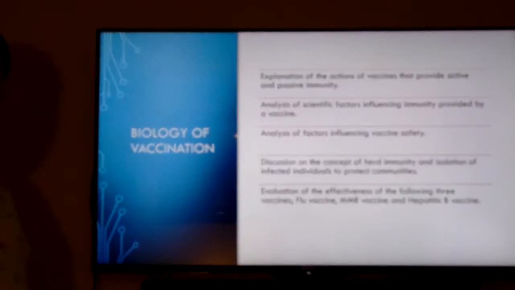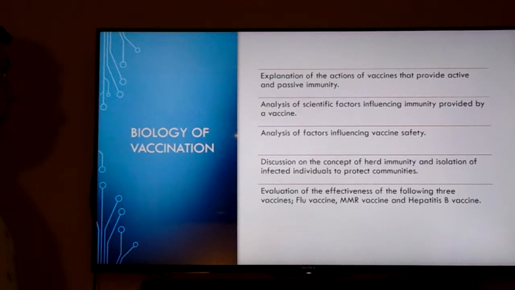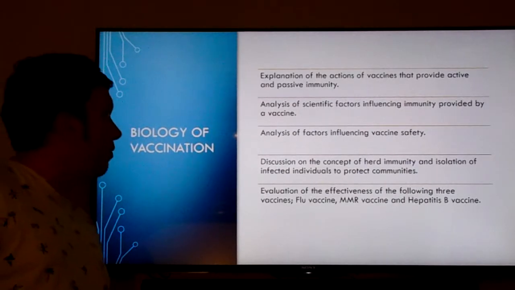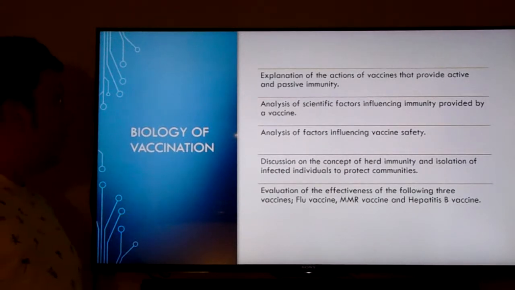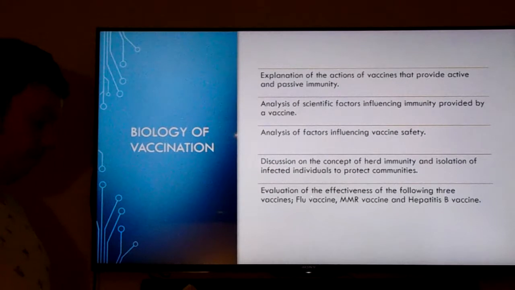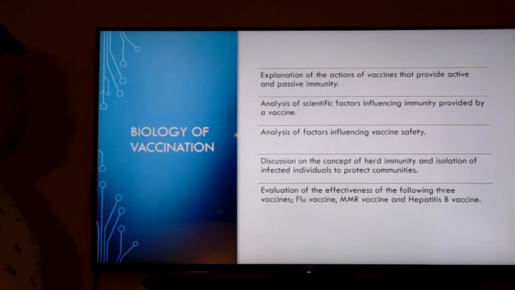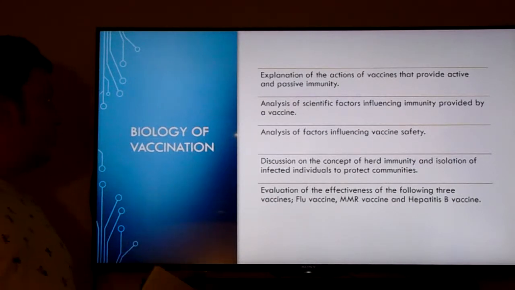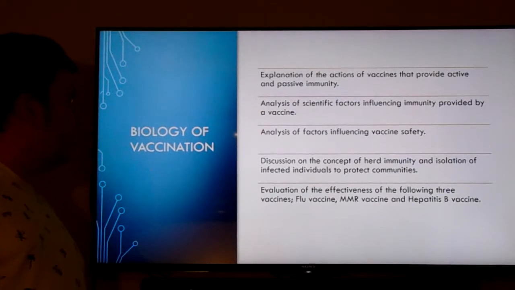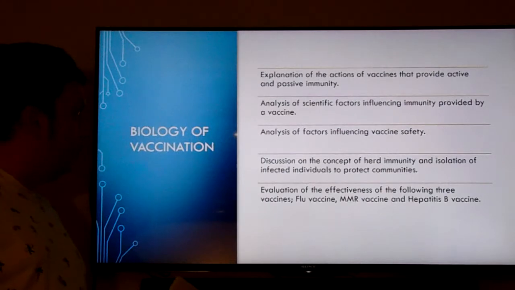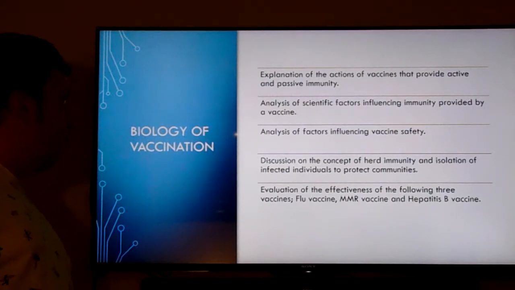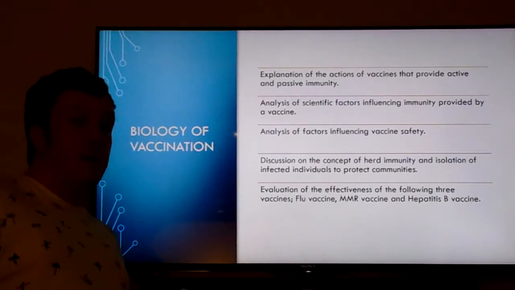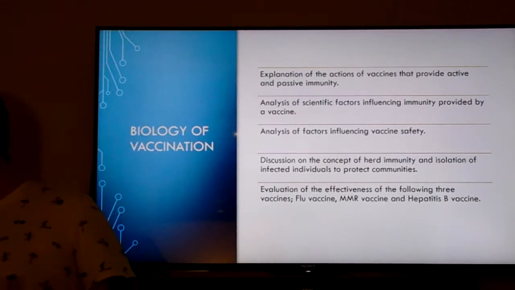Moving on to the biology of vaccination. Well, again, the explanation of the actions of vaccines that provide active and passive immunity. Analysis of scientific factors influencing immunity provided by a vaccine. Analysis of factors influencing vaccine safety. Discussion of the concept of herd immunity and isolation of infected individuals to protect communities. And evaluation of the effectiveness of 3 vaccines: flu vaccine, the MMR vaccine, and the hepatitis B vaccine.